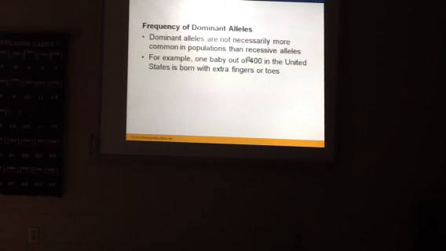Now, the frequency of dominant alleles. Dominant alleles are not necessarily more common in populations than recessive alleles, and that's a common misconception. Most people think that if an allele is dominant, then that means it occurs more often. That's not necessarily the case. For example, one baby out of 400 in the United States is born with extra fingers or toes. You would think that the gene for extra fingers and toes would be recessive. However, 1 out of 400, that's a pretty high ratio. So it doesn't mean that the dominant is more common.